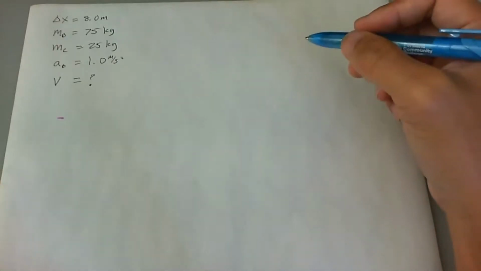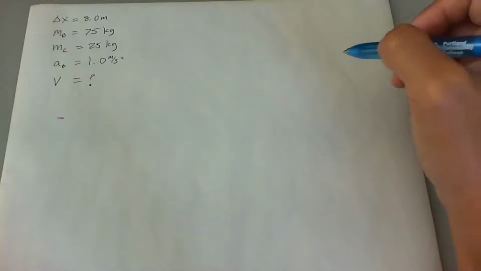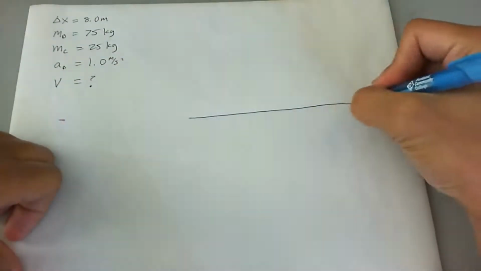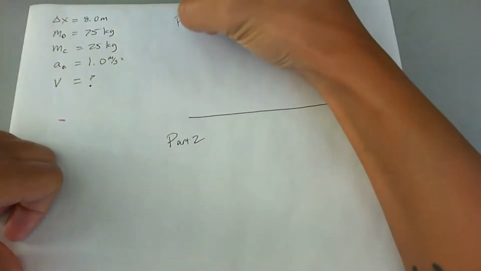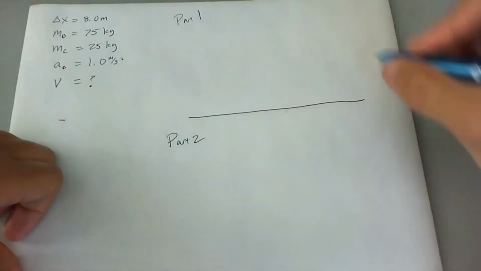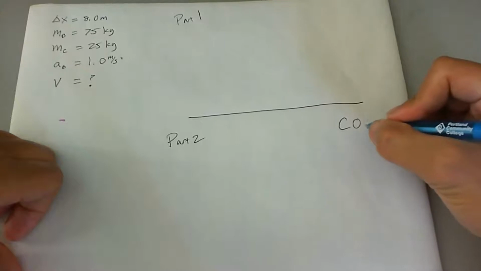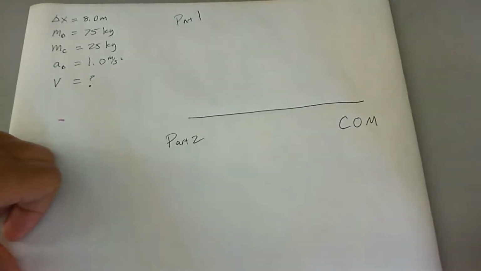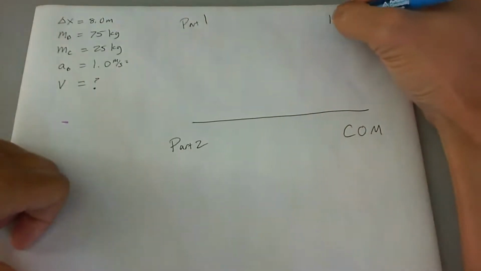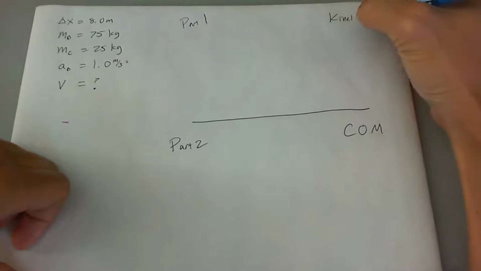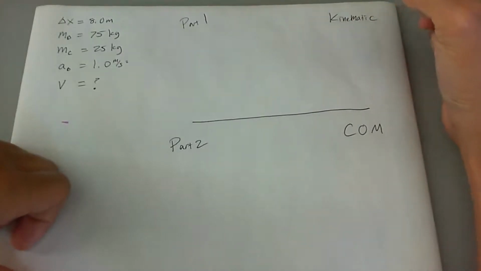The problem is we don't know what Bob's velocity is right before he jumps on the skateboard. So what I'm proposing is a two-part problem. Part two being the conservation of momentum, so I'll just say COM, conservation of momentum. And then part one, we need to figure out what Bob's velocity is right before going on the skateboard. That looks like a kinematics problem since we know what Bob's acceleration is as he's speeding along.